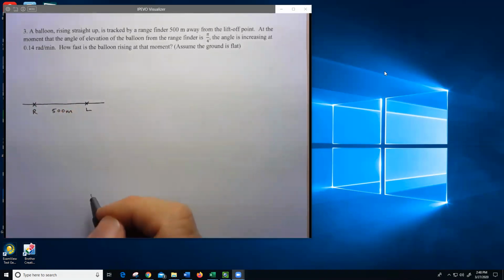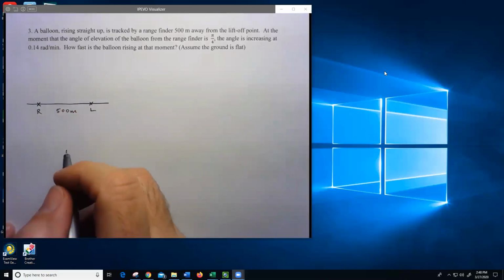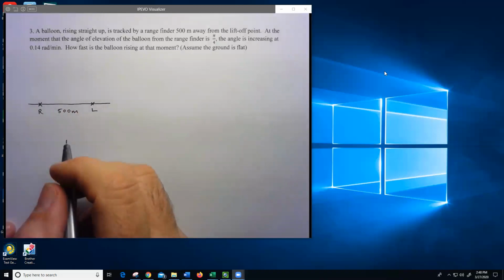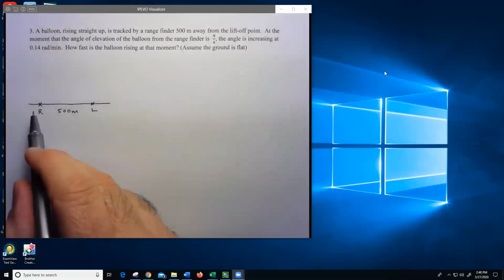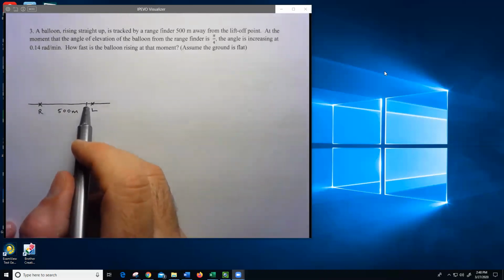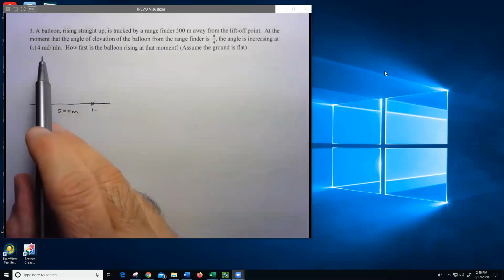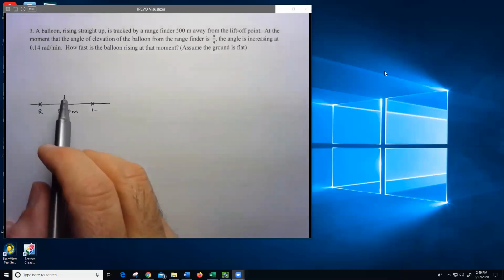Now again, why am I allowing myself to write a particular number? We talked about being wary, okay? So yeah, very good. It's a constant, it's not going to change. This rangefinder stays where it is. The liftoff point is the liftoff point, all right? So it says, at the moment that the angle of elevation of the balloon from the rangefinder is pi/4, the angle is increasing at 0.14 radians per minute. How fast is the balloon rising at that moment?